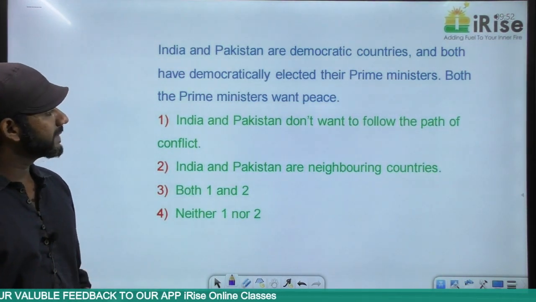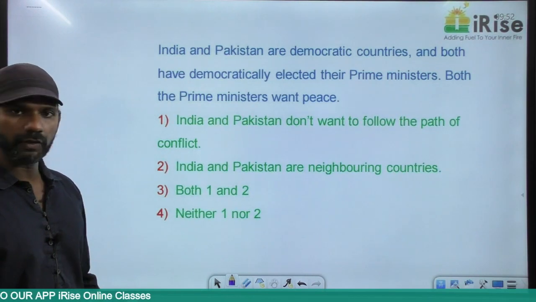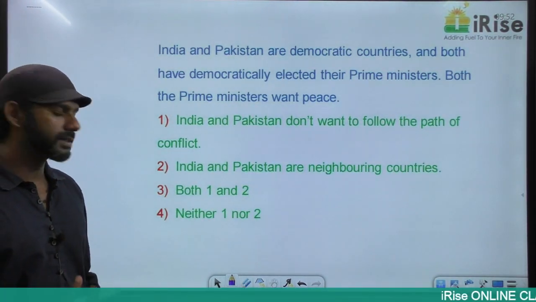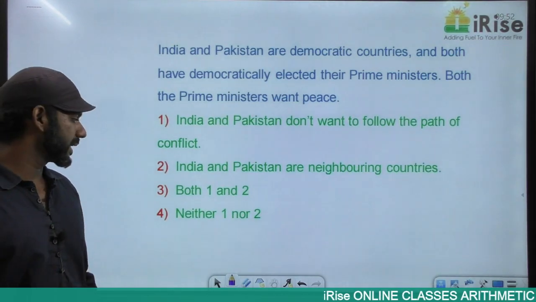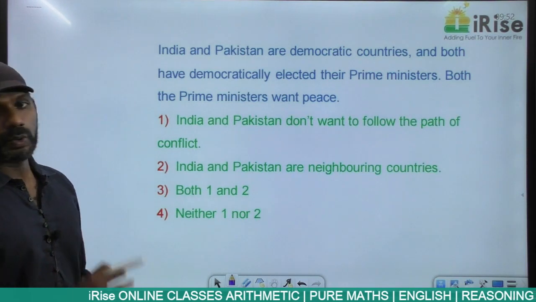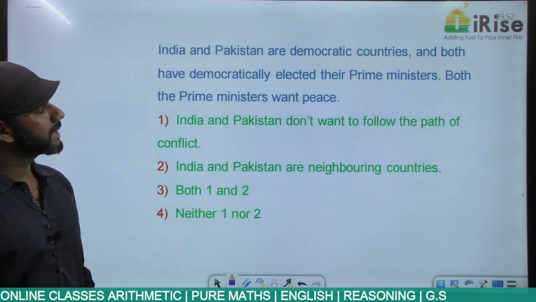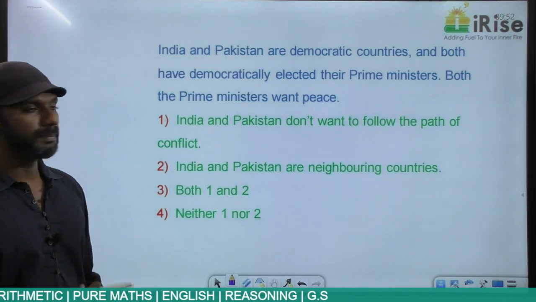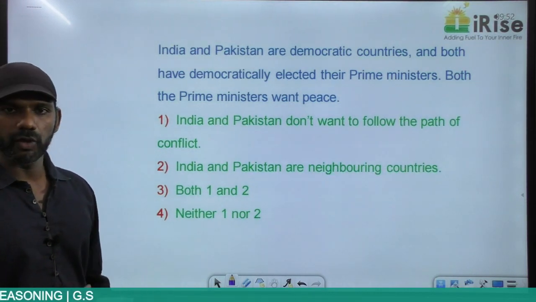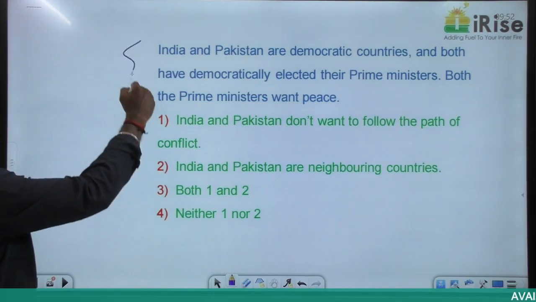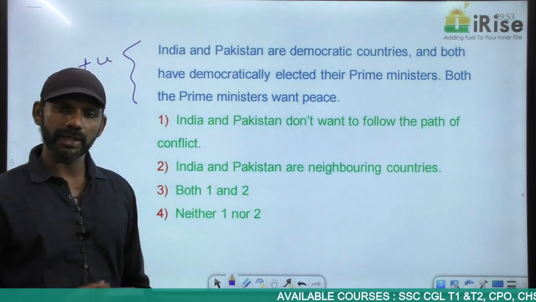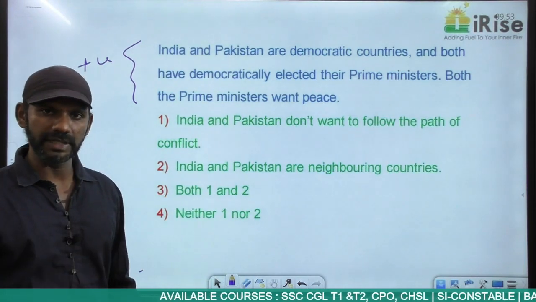Option A, India and Pakistan don't want to follow the path of conflict. Option 2, India and Pakistan are neighboring countries. Option 3 says both 1 and 2. D says neither 1 nor 2. Come to the passage once again. India and Pakistan are democratic countries and both have democratically elected their prime ministers. Both the prime ministers want peace. This part of the passage is positively judged. So the option that we go for as the answer must also be positively judged.